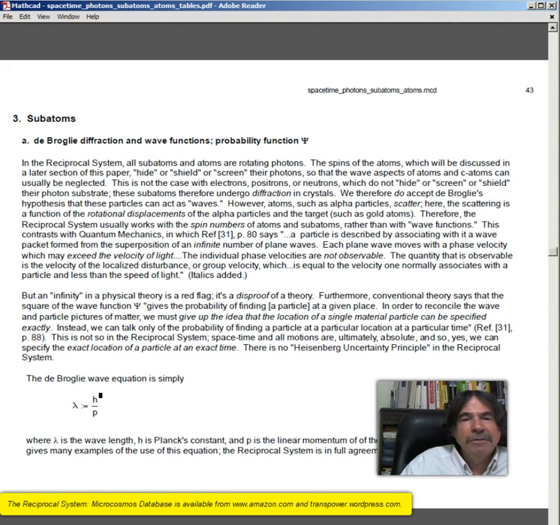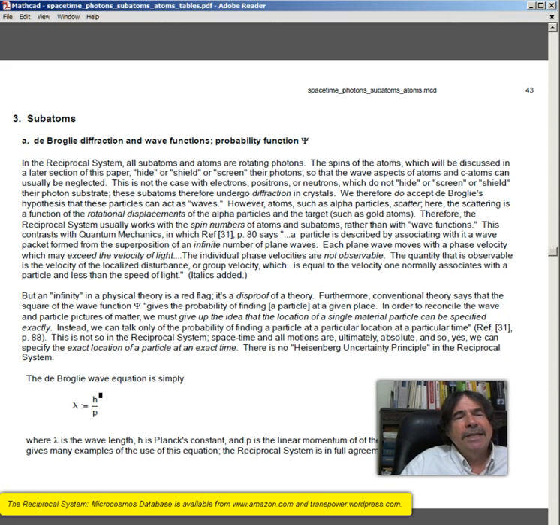Each plane wave moves with a phase velocity which may exceed the velocity of light. The individual phase velocities are not observable. The quantity that is observable is the velocity of the localized disturbance, or group velocity, which is equal to the velocity one normally associates with a particle, less than the speed of light, italics atom. But an infinity in a physical theory is a red flag. It's a disproof of the theory.